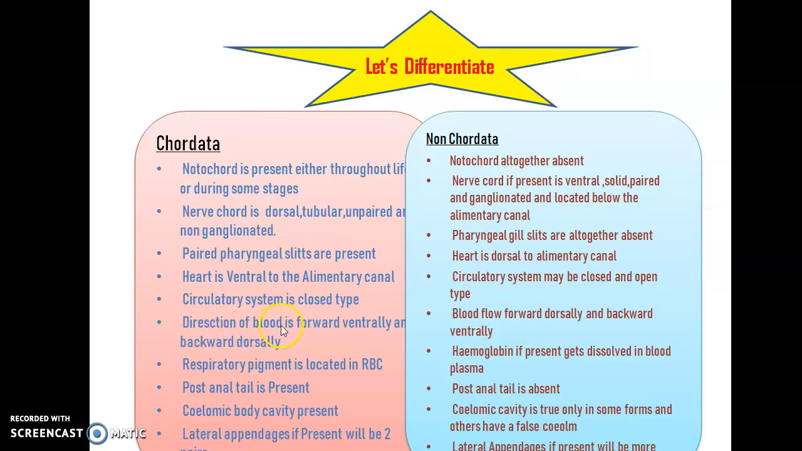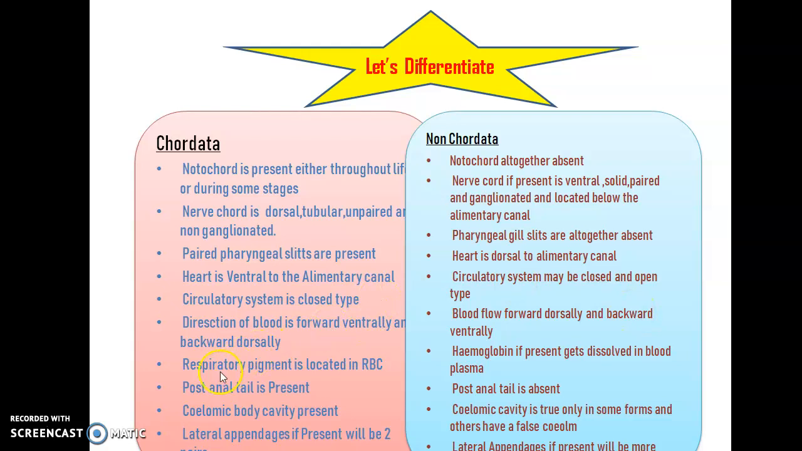Then comes the direction of the blood in this circulatory system. In the case of chordates, the blood moves forward on the ventral side, while it moves backward on the dorsal side. So on the dorsal as well as the ventral side, the direction of flow is opposite. Here also in non-chordates, the blood flow is in opposite condition, but on the dorsal side it moves forward, unlike in chordates where the forward flow is on the ventral side, and on the ventral side it flows in the backward direction.